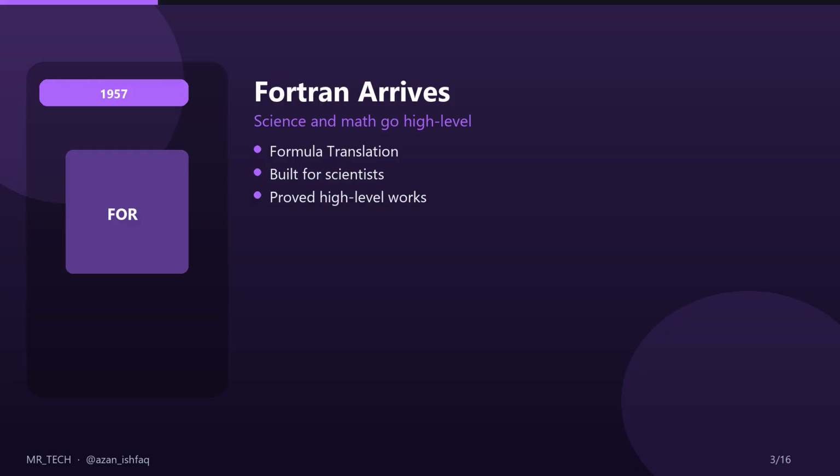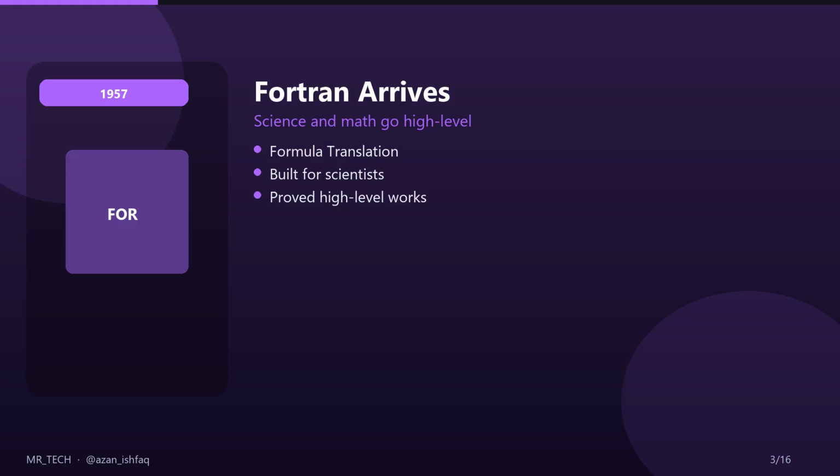In 1957, Fortran changed everything. Short for formula translation, it lets scientists write mathematical formulas instead of wrestling with machine details. Weather models, physics simulations, aerospace calculations, and engineering problems suddenly became practical on computers. Fortran proved a critical idea that still powers modern software: a compiler can translate human-friendly code into efficient machine instructions. That idea is the root of almost every language that followed.